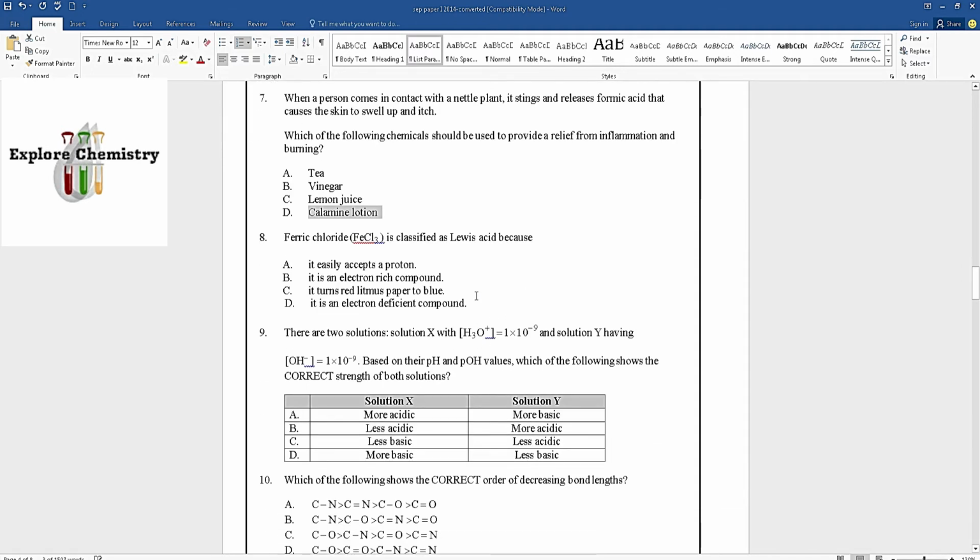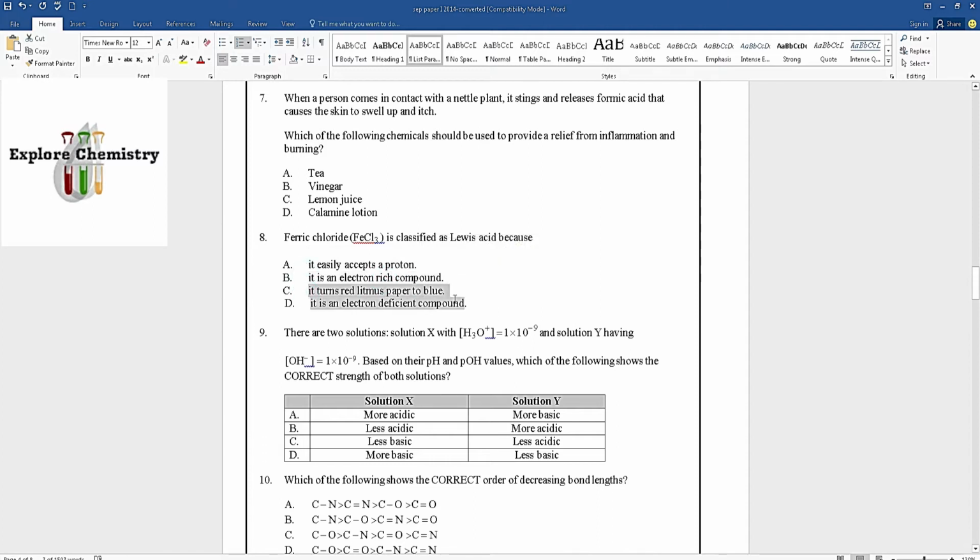Number 8, ferric chloride is classified as a Lewis acid because Lewis acids have a tendency to accept electron pairs because of an incomplete valence shell. They are electron deficient species. So let's check the options. It easily accepts protons? No, it accepts electrons and does not donate protons. It is an electron rich species? No, it is an electron deficient species.